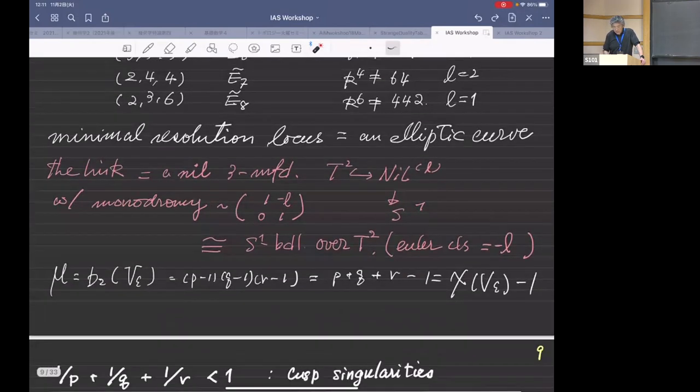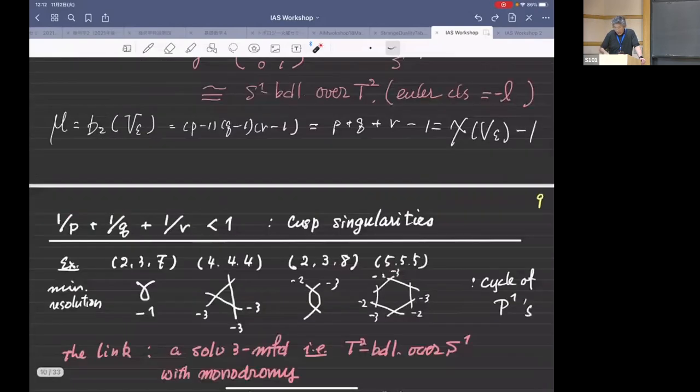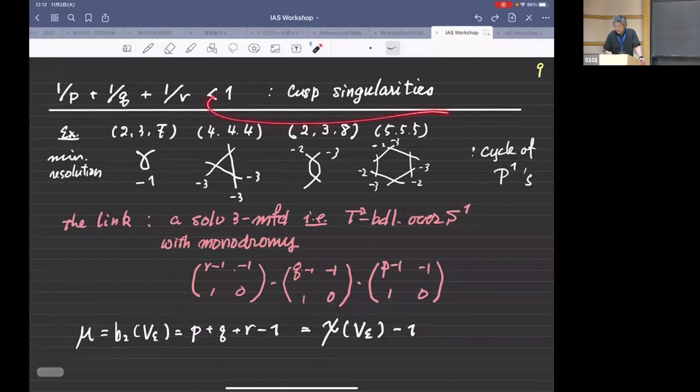In these cases, the link of the singularity is a nilmanifold. So it's also a torus bundle over the circle, but the monodromy is unipotent. In the case of cusp singularities, the monodromy is hyperbolic, and according to Pinkham, we can describe the monodromy as the product of these three matrices. And it is really easy to compute the Milnor number of them. It's the second Betti number. So p plus q plus r is the second Betti number, and just p plus q plus r is the Euler number of the Milnor fiber.